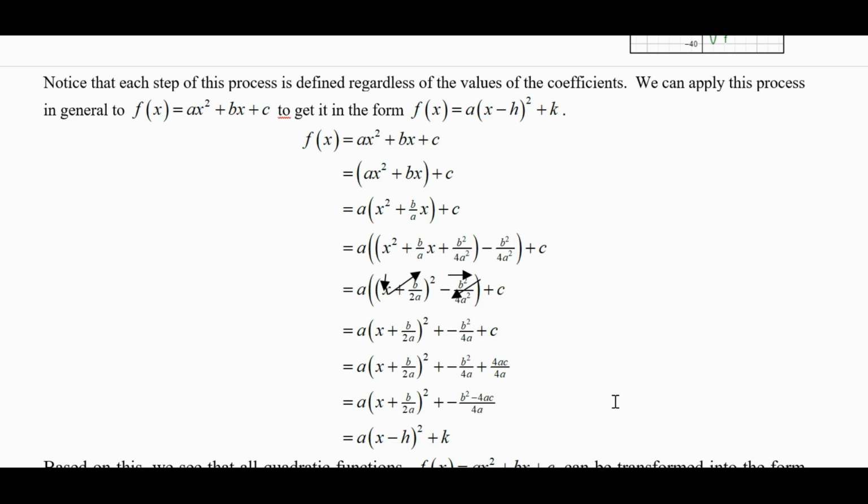If f of x equals ax squared plus bx plus c, we can group the first two terms and factor an a out. That leaves b over a for the coefficient here. We want to take half of b over a, so that's b over a over 2, to bring down here. The arrow's out of whack here again.